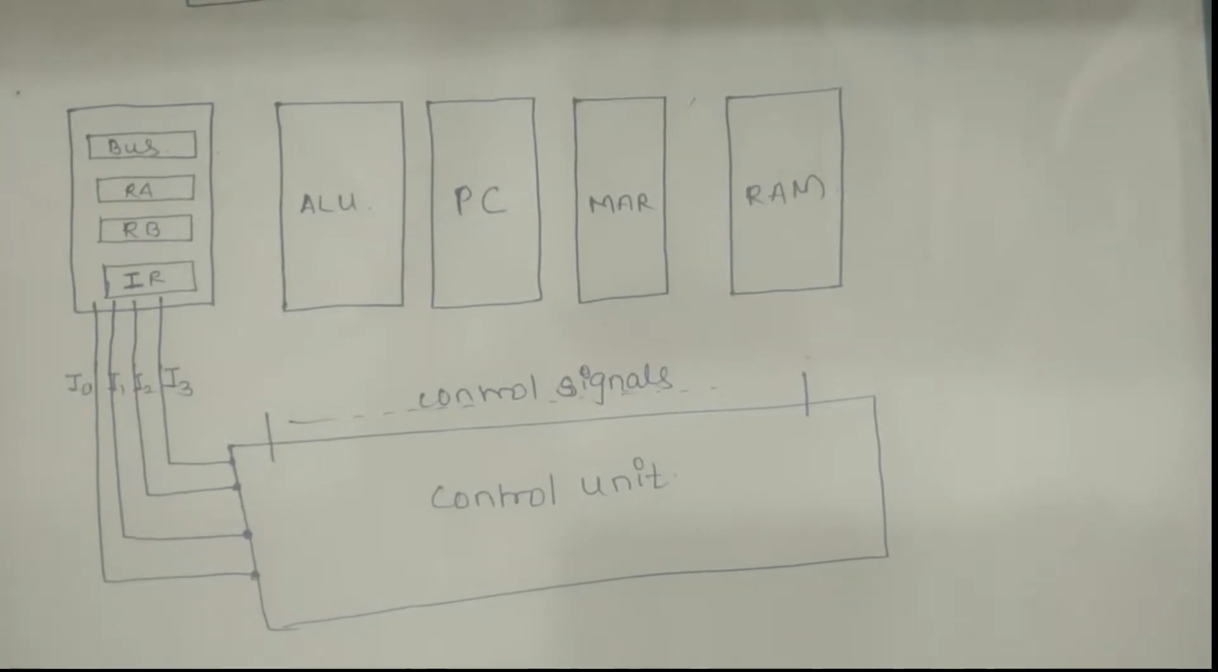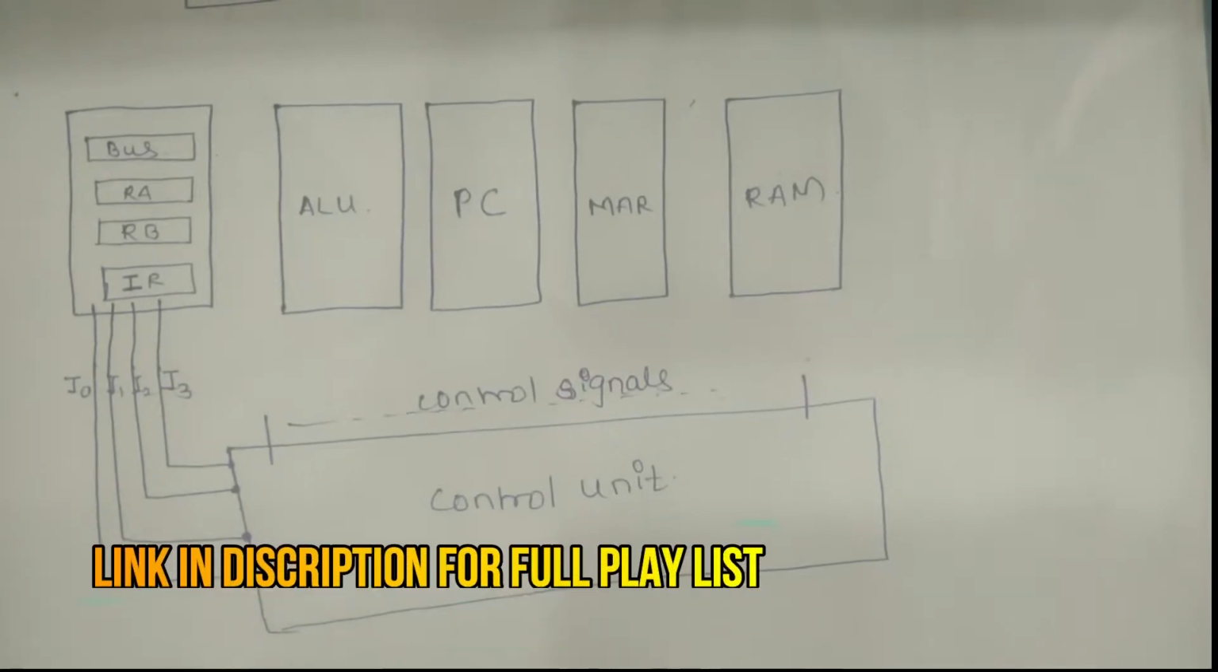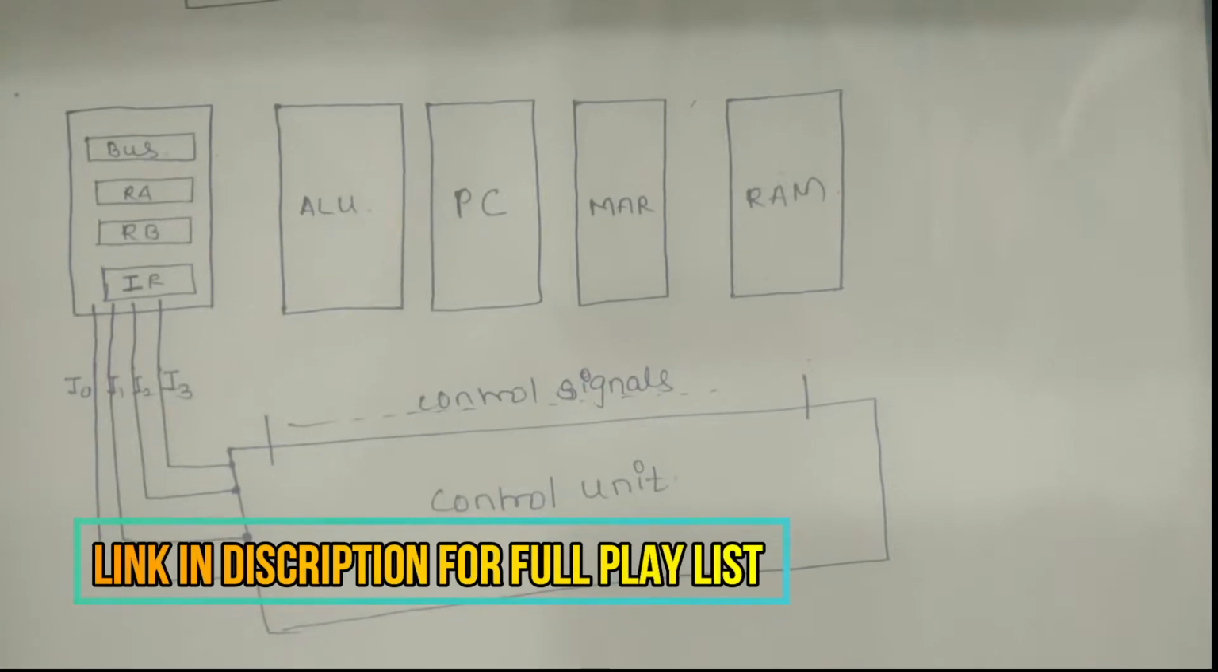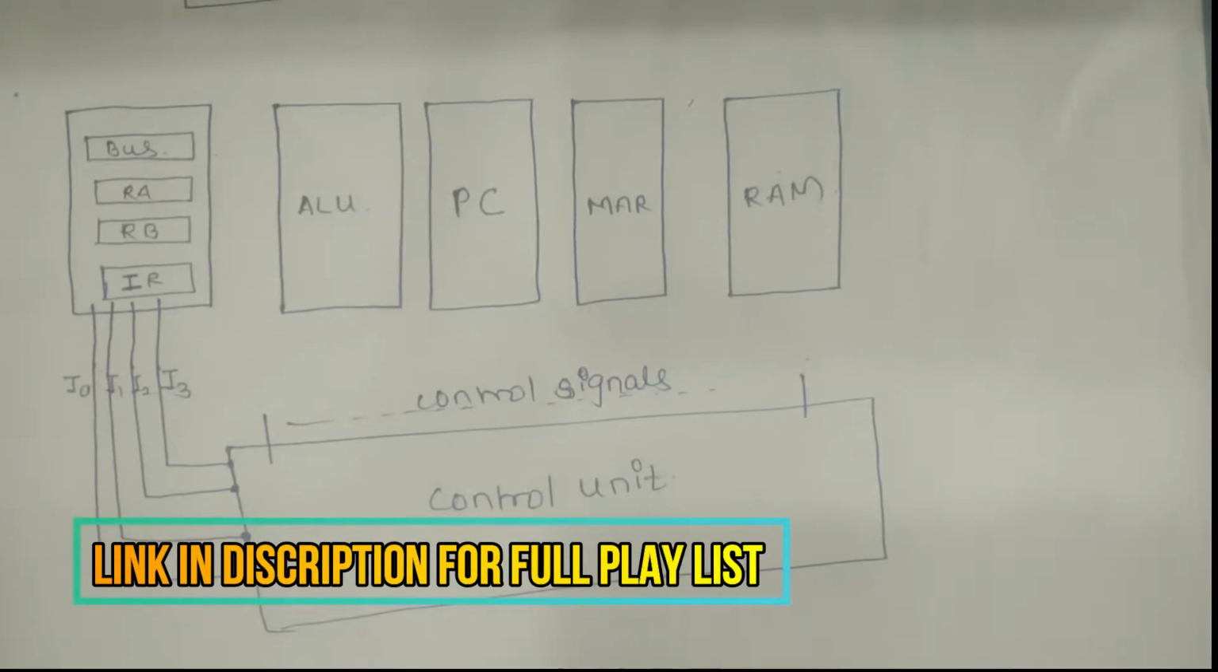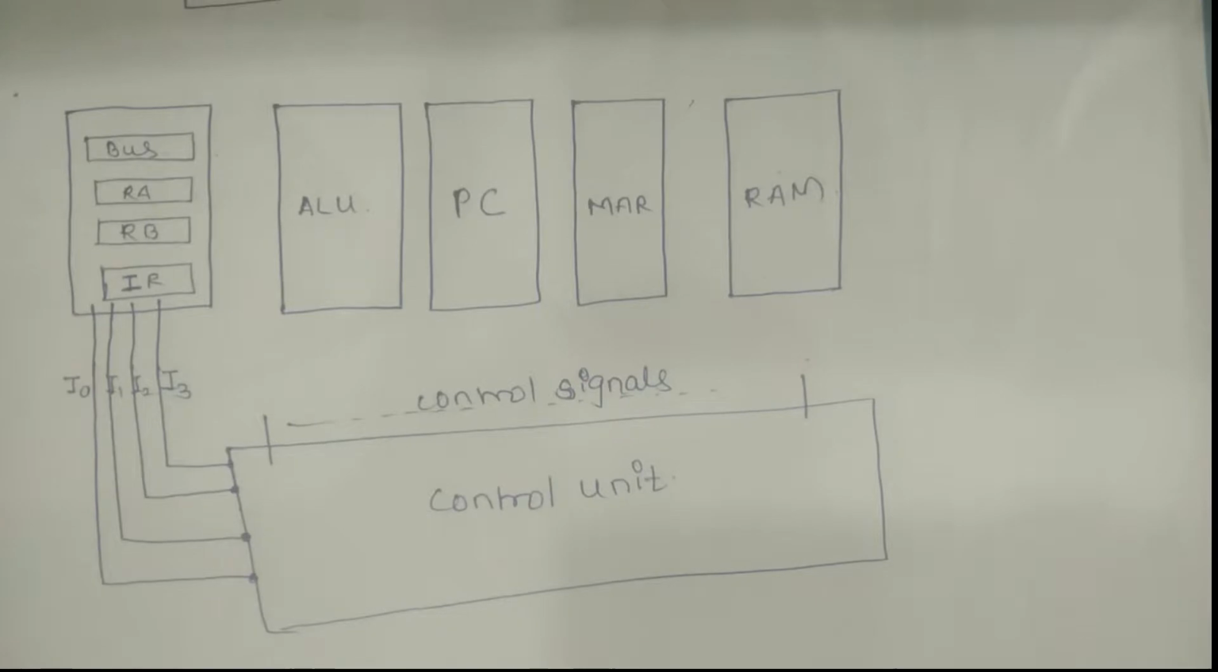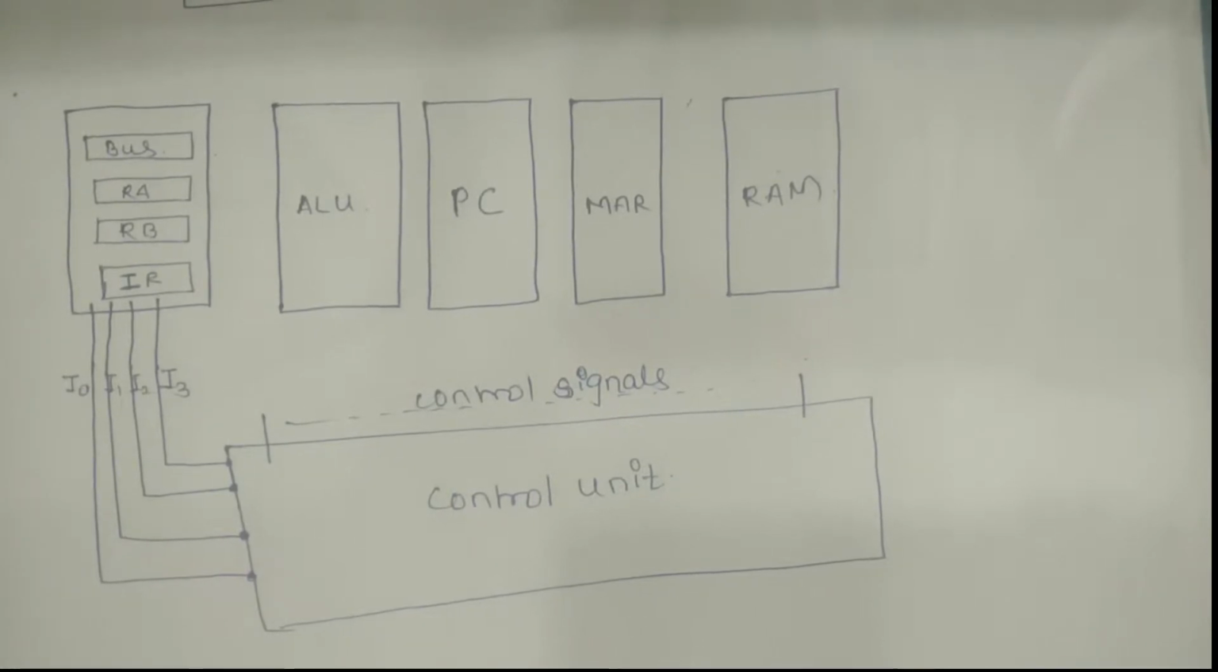In this computer which we are designing, the address bus and data bus will be combined, and only the control bus will be different. We will not talk about the control bus at this moment. We will only be talking about the address bus and the data bus in this video. When we design the control unit, we will talk about the control bus. So let's get started.